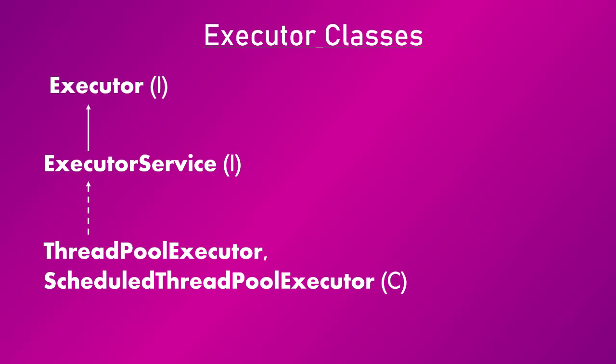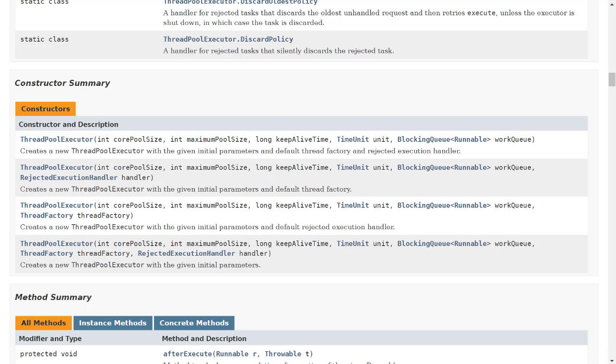Creating objects of these classes is not straightforward. You need to provide a lot of details. For example, look at the constructors of ThreadPoolExecutor. The simplest constructor takes this many arguments. There is core pool size, max size, keep alive time, etc. Other constructors take more parameters.